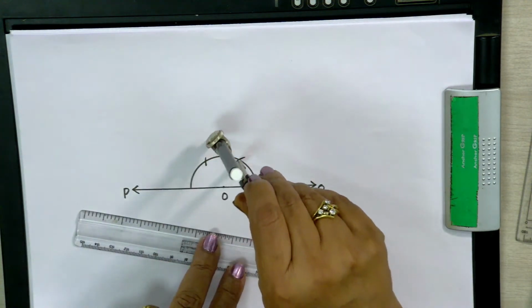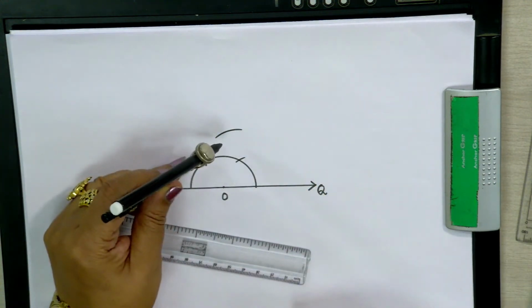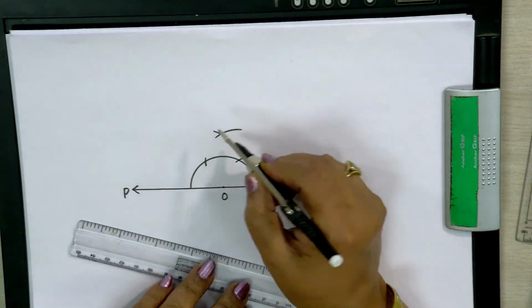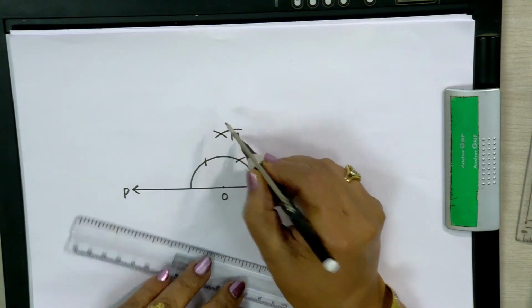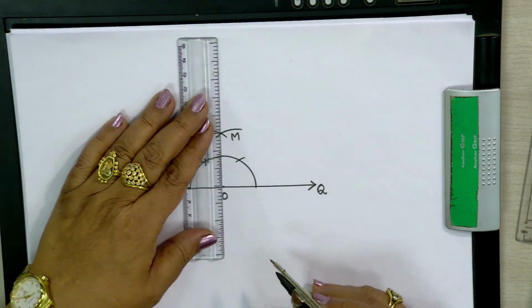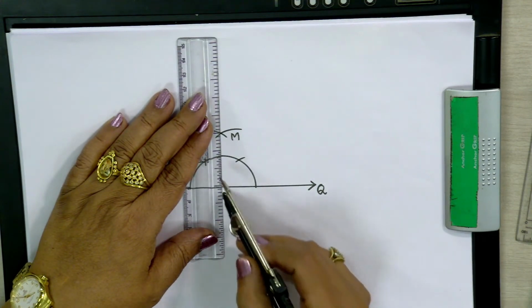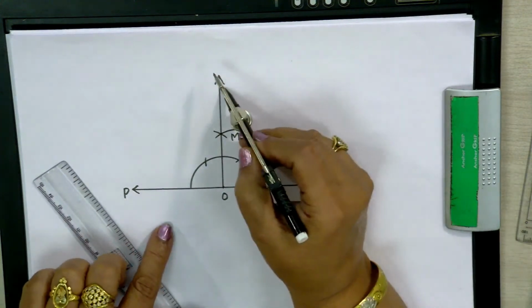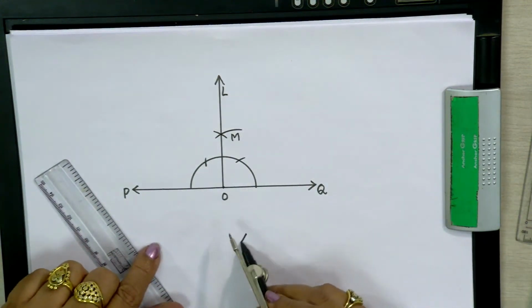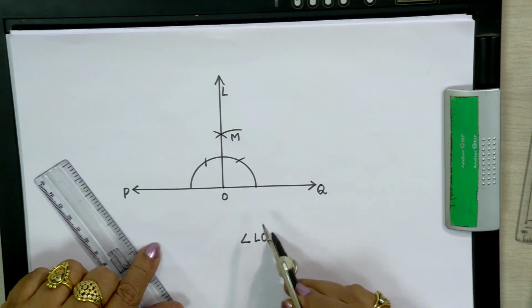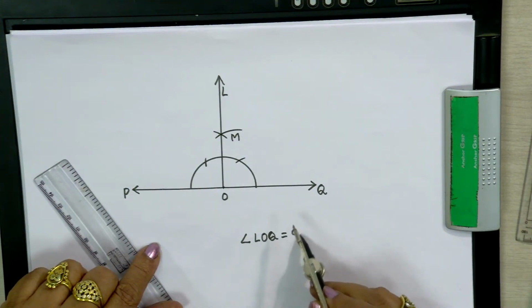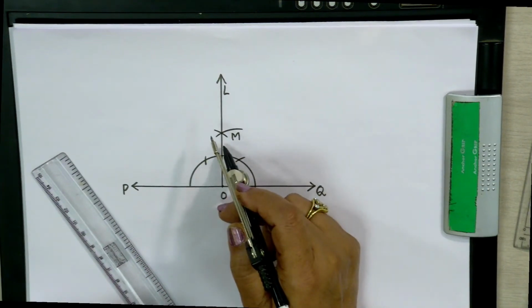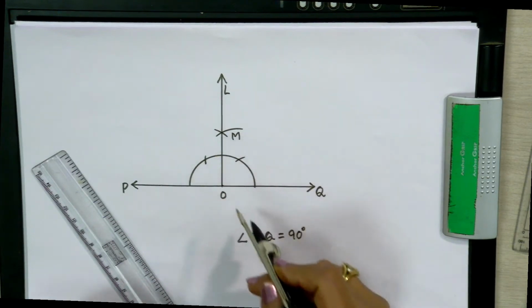I will cut an arc here then this way, and from this arc also I will cut this previous arc and name this point as maybe M. Now, if I join these points OM, I will get a measure of 90 degrees. This is, let me name it as L. So, therefore, angle LOQ is of measure 90 degrees, because this was 60 and this is half of 60, obviously 30. So, 60 plus 30 gives me 90.